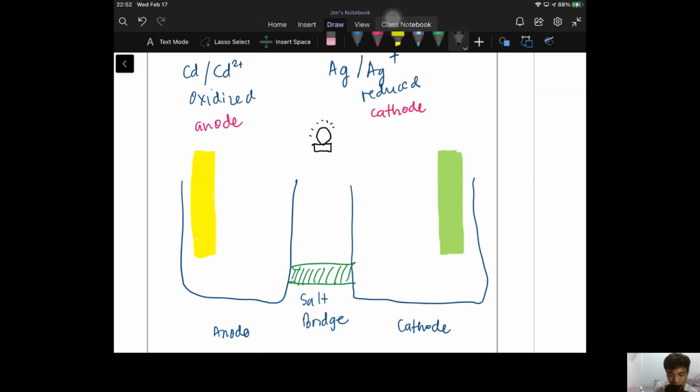Okay. Umiilaw yan, syempre. Literal na iilaw yan, no? Nung ginawa namin to sa lab dati, umilaw yung bumbilya. Okay? So, syempre, may solution ka. Lagyan mo ng water. Okay? Water. Okay? So, yan yung itsura ng ating voltaic cell.